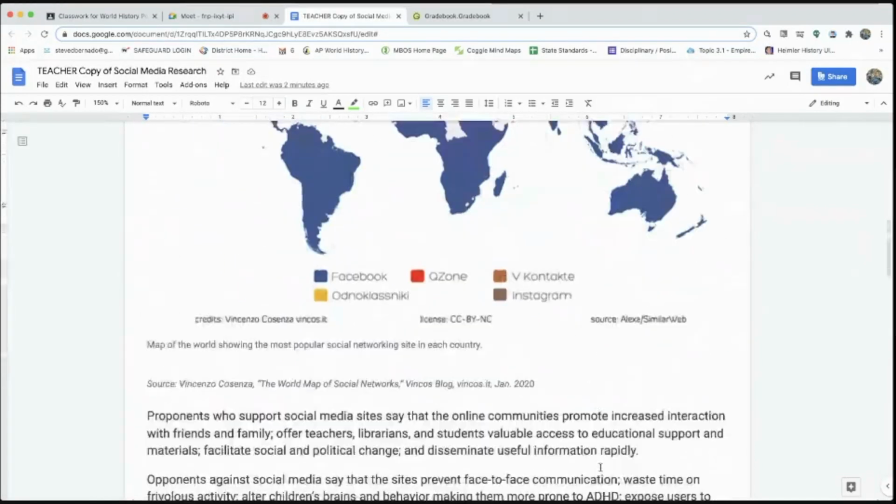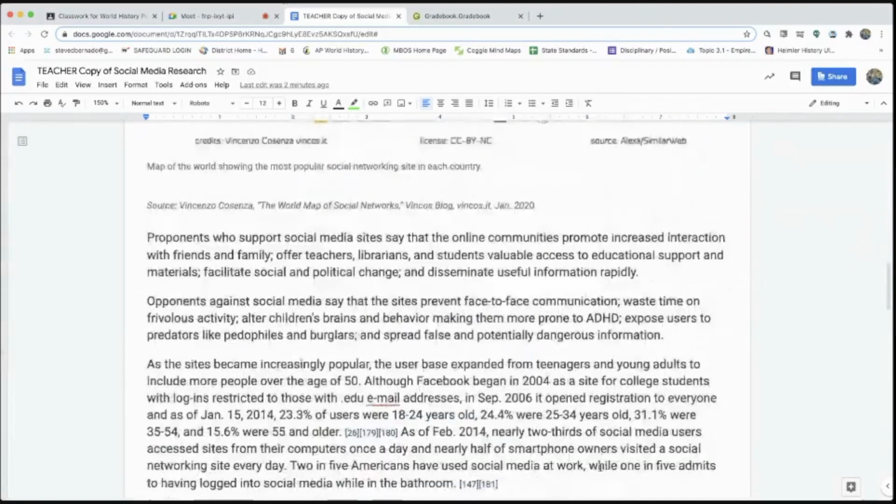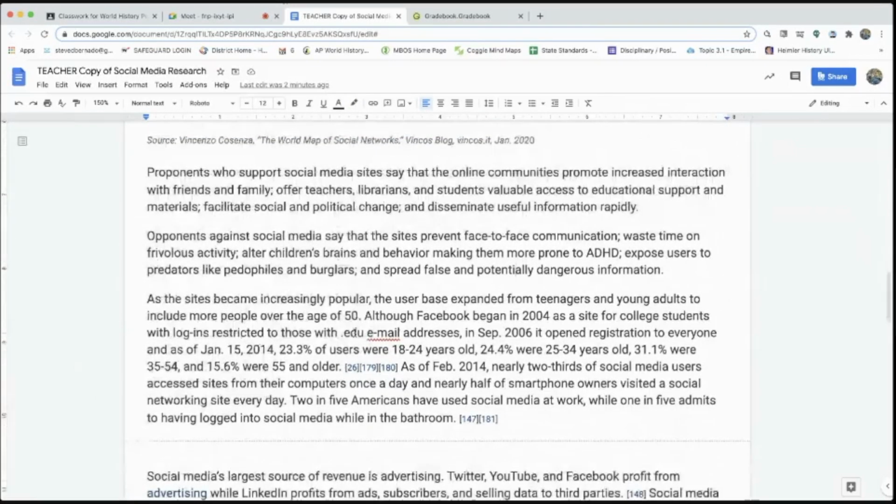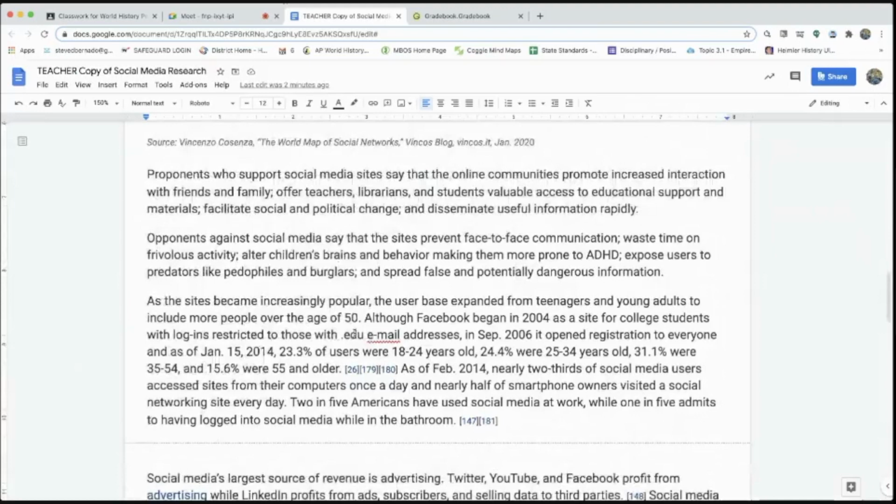All right. You should be following me. Let's move on. See, a map of the world showing the most popular social networking sites in each country. All right, let's get ready to highlight. Green is good, yellow is bad. Proponents who support social media sites: these are people who believe it's good for our society.